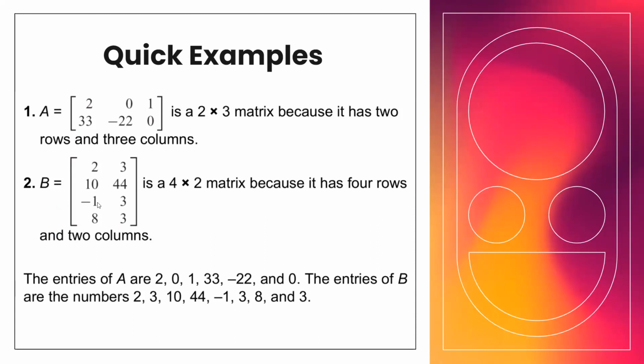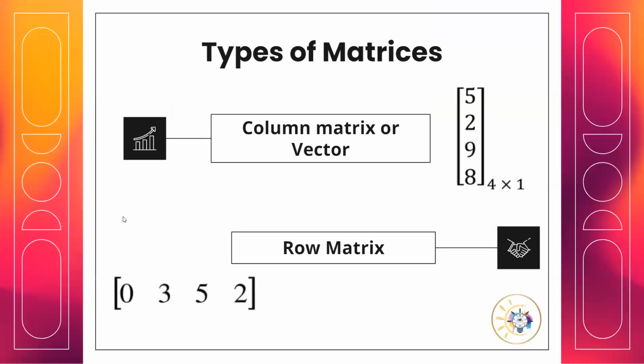So each one of those are called entries. The entries of A are 2, 0, 1, 33, minus 22, and 0. And the entries of B are 2, 3, 10, 44, minus 1, 3, 8, 3. So each single number is an entry.